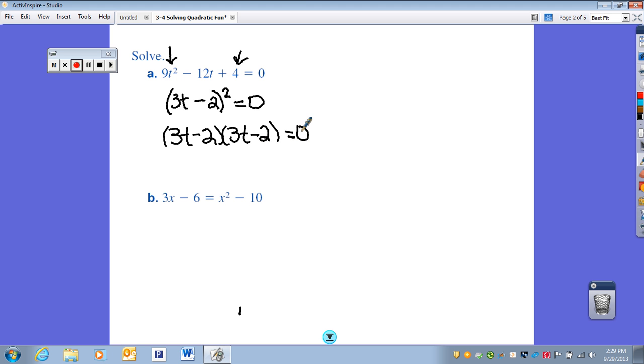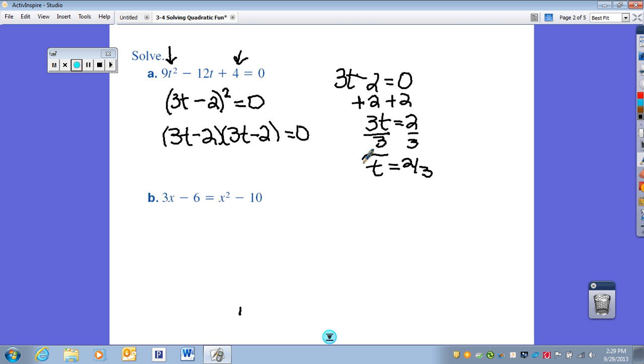Now, in order to solve, we use what's called the zero product property. So we set each factor equal to 0, and then we solve. And since in this case the two factors are exactly the same, we only need to do one of them. It's a simple equation, so we're going to add 2 to both sides. We have 3t is equal to 2. And when we divide both sides by 3, we get a solution of t is equal to 2/3. We can check our solution by plugging it back into our equation and solving to make sure that it is correct.